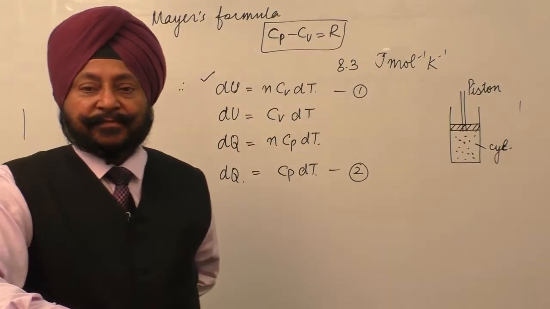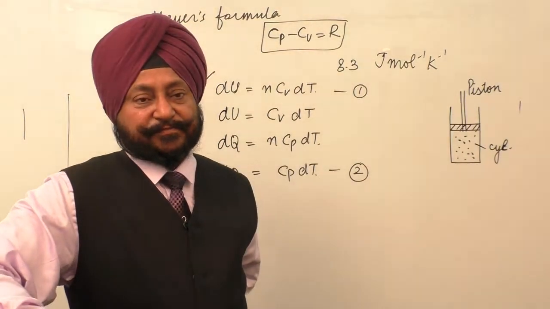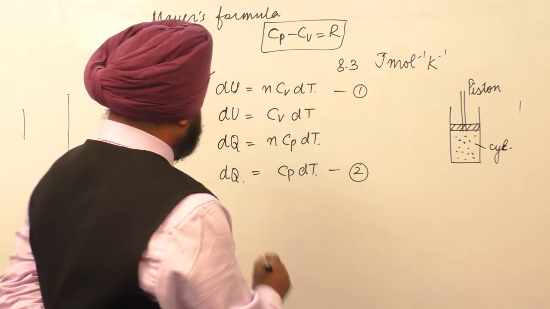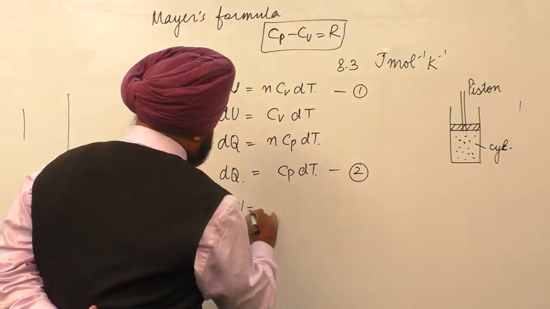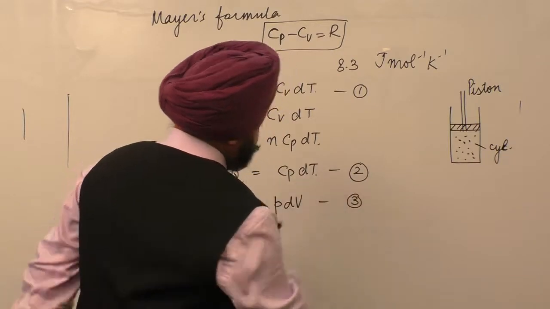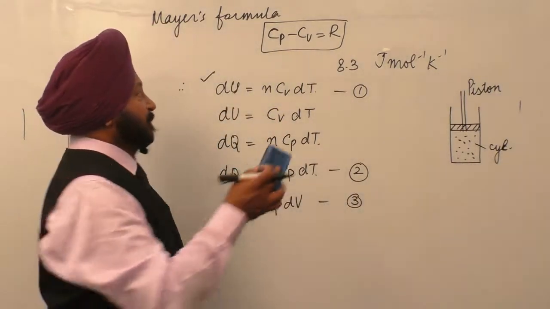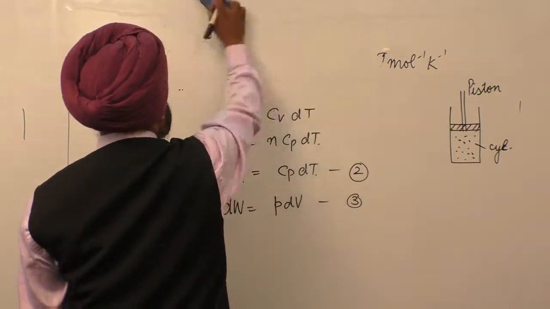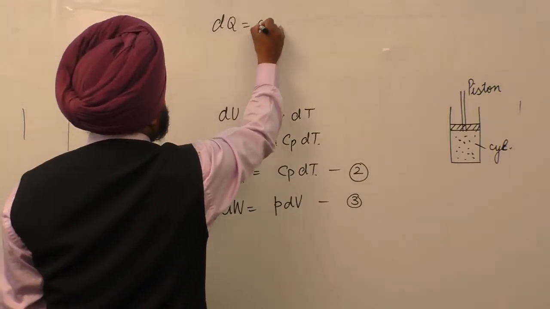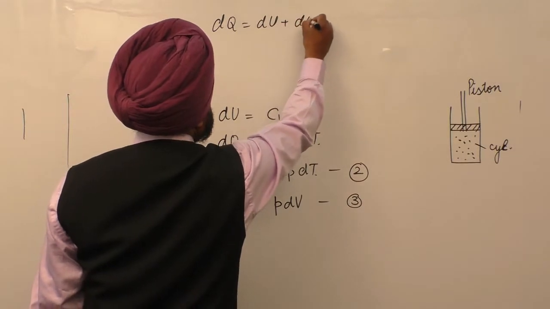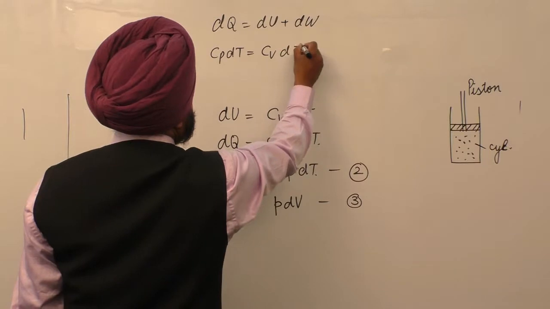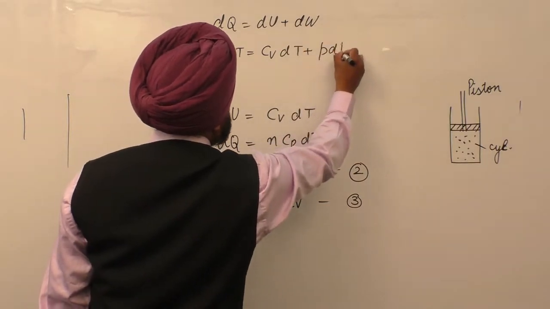Now when the gas expands, what happens? The piston is pushed outwards. When the piston is pushed outwards, some useful work is done, and that useful work is given by this expression. This is equation number 3. Now by the first law of thermodynamics, we have that dq must be equal to du plus dw. So we can have Cp into dT equal to Cv into dT plus P times dV.